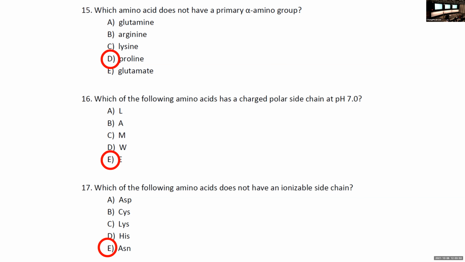16, actually, the gentleman sitting there explained it really well. The cysteine contains a sulfhydryl group, which can release the proton. So it can form disulfide bonds. So that's why.